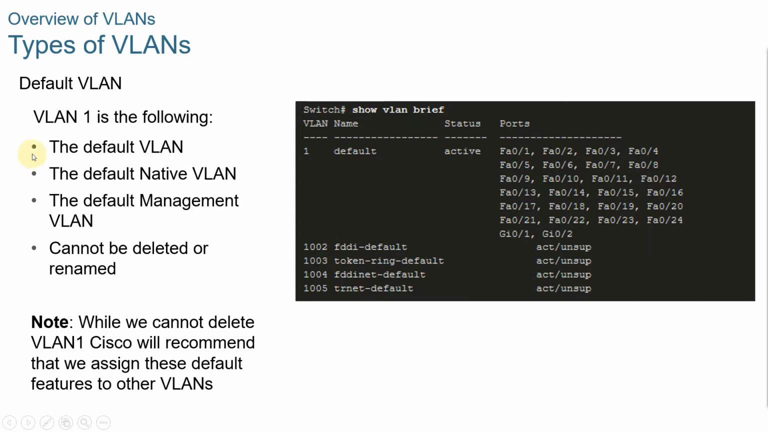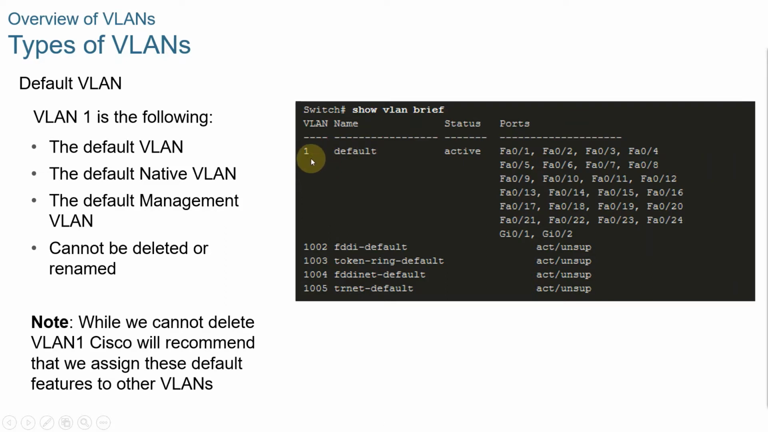The default VLAN on a Cisco switch is VLAN 1. Therefore, all switch ports are on VLAN 1 unless explicitly configured to be on another VLAN. By default, all layer 2 control traffic is associated with VLAN 1. If you observe here, given a switch, we typed in the command show vlan brief. All the switch ports on this switch belong to the default VLAN, which is VLAN 1.